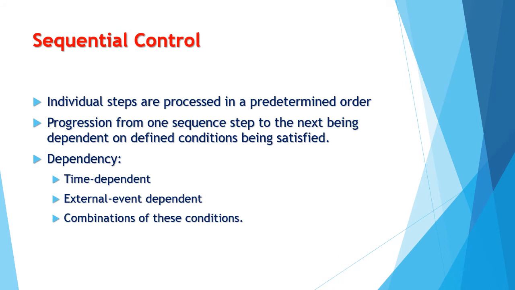The next control is sequential control. This is a control system in which the individual steps are processed in predetermined order, with progression from one sequence step to the next being dependent on defined conditions being satisfied. Such a system may be time-dependent, in which the step transition conditions are functions of time only, or it can be external event dependent, where the conditions are functions of input signals only, or combinations of these, and perhaps more complex conditions.